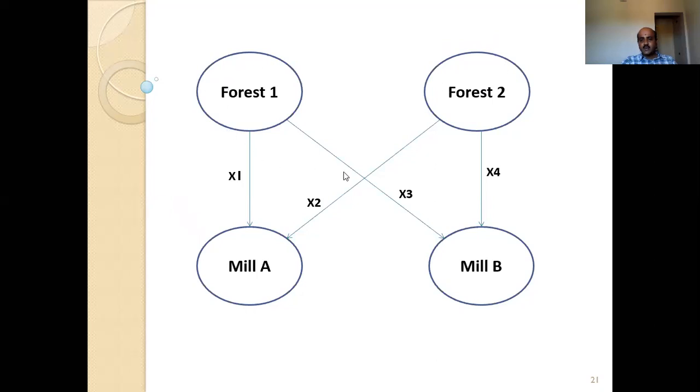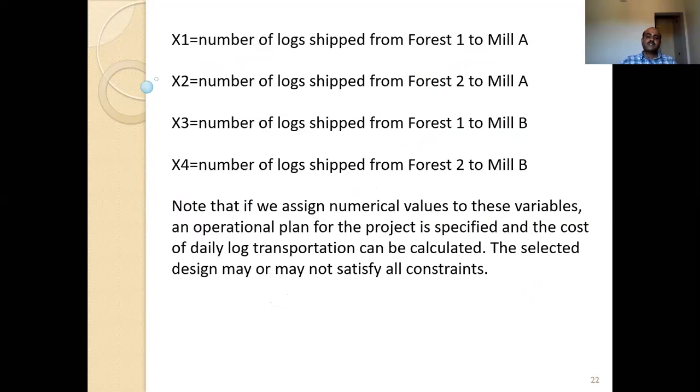Please draw these diagrams and indicate what X1, X2, X3 and X4 are, then things will become very easy. I'm saying this because this is a very important problem from the examination point of view. So X1 is the number of logs shipped from forest 1 to mill A. X2 is the number of logs shipped from forest 2 to mill A. X3 is the number of logs shipped from forest 1 to mill B, and X4 is the number of logs shipped from forest 2 to mill B. Please make a note of these things.